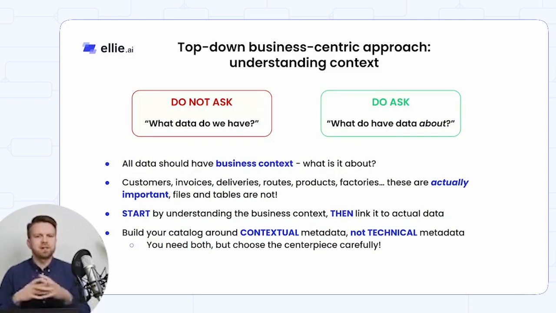And top-down means we want to understand the context of that data primarily. We want to be business-centric. We want to focus not on what data do we have in terms of, you know, 15,000 tables, but on what do we have data about? And that's the context. What is this data actually about? This data is about logistic routes, about deliveries, about trucks, about costs, invoices, whatever that is.